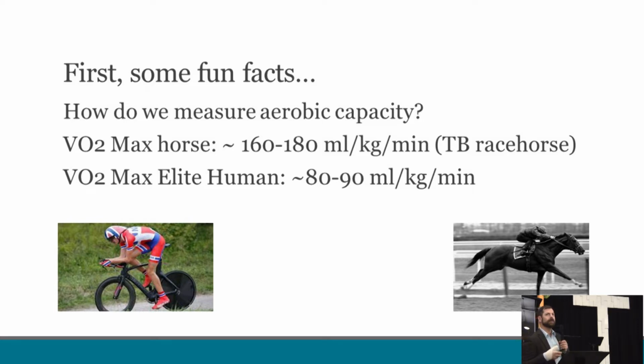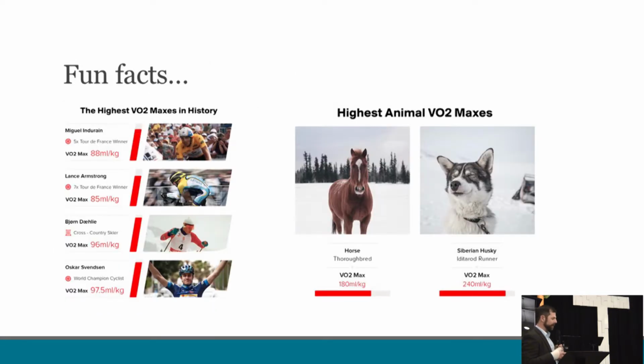Next point. By comparison, the VO2 max in an elite human is about 80 to 90 mils per kilogram. So again, comparing apples to apples there. To summarize that, horses are approximately twice what we're able to produce as far as our aerobic capacity, which is pretty incredible. So this graphic is just summarizing what I just said there, but it's going through some of the highest VO2 maxes in history.